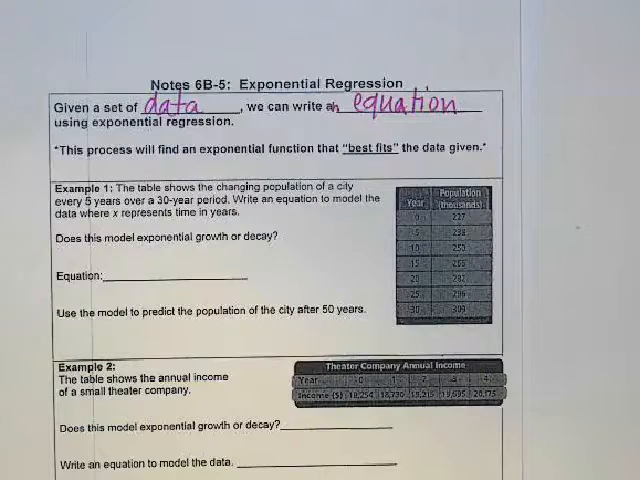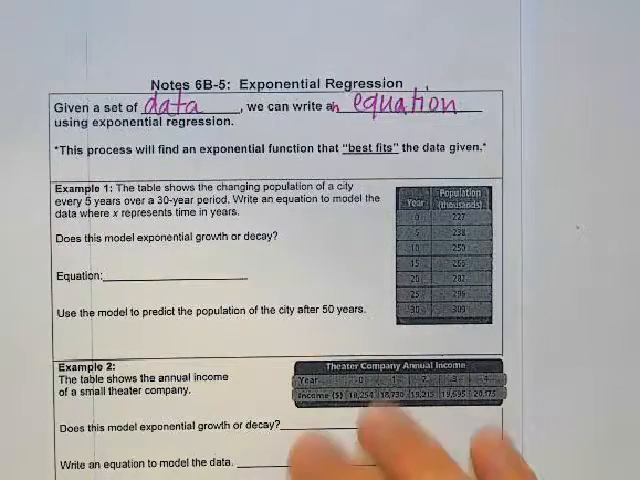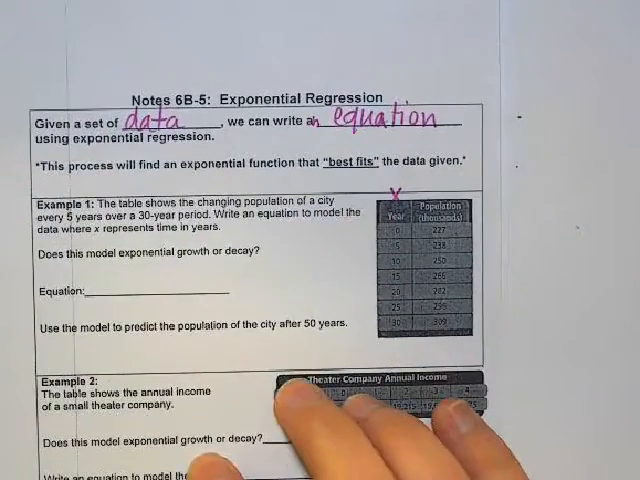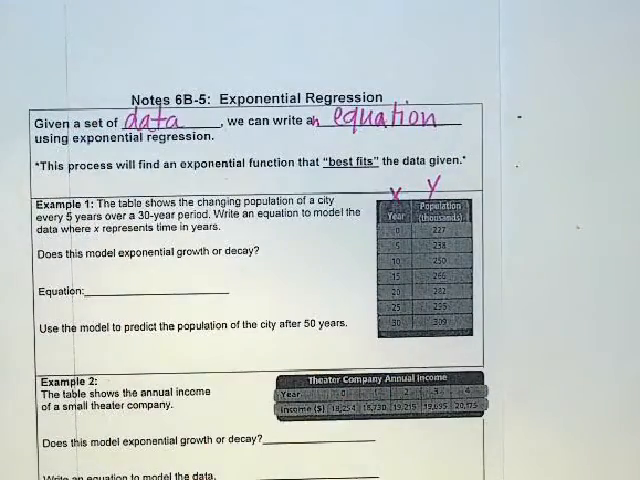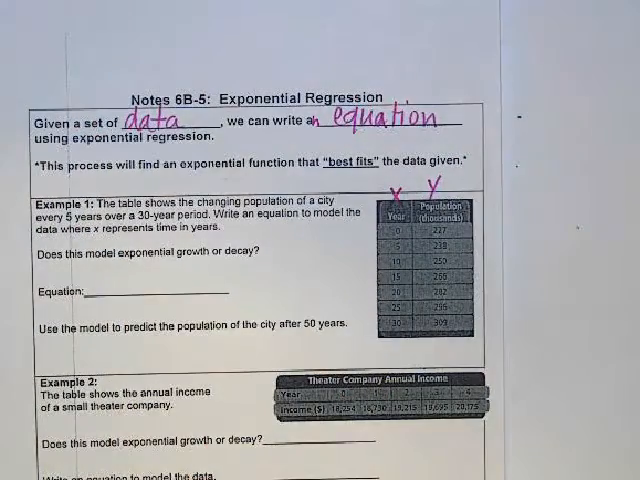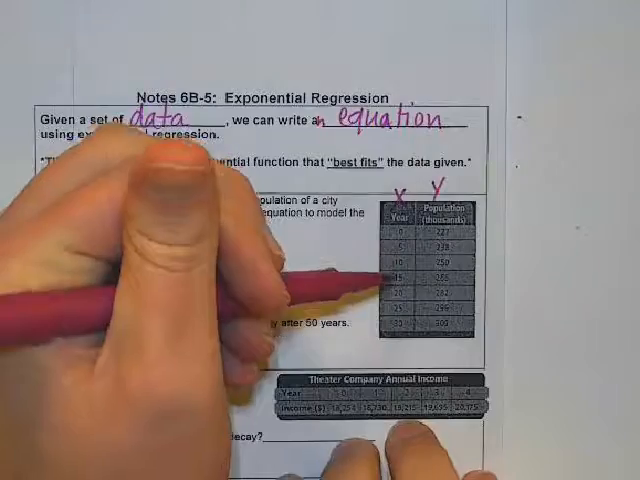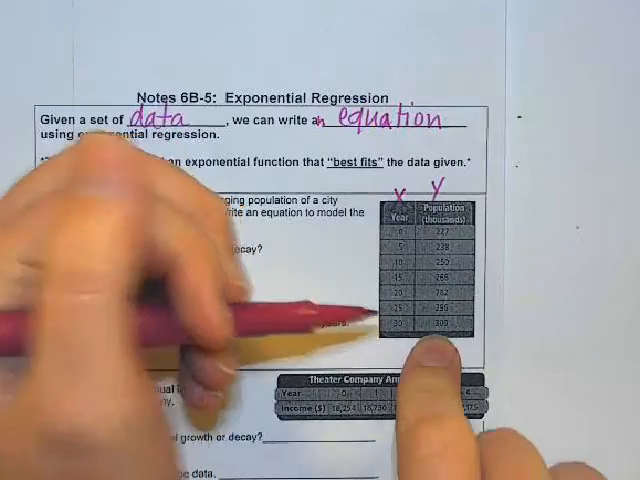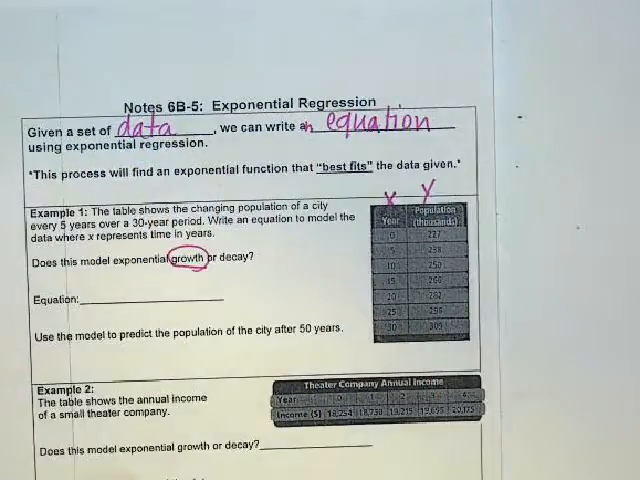Example 1 says, the table shows the changing population of a city every 5 years over a 30-year period. Write an equation to model the data where x represents time in years. So what's x represent? Years, right? So put an x above it. What's y represent? Population. Okay. Does this model exponential growth or decay? Growth. Well, let's look. As the years go on, is my population going up or down? Up, right? So is that growth or decay? Growth.